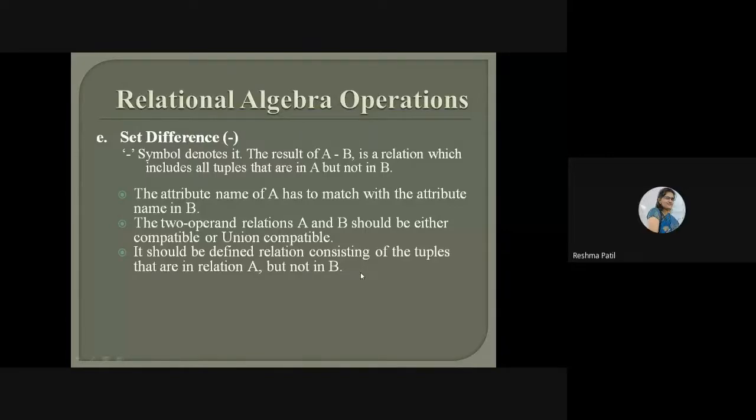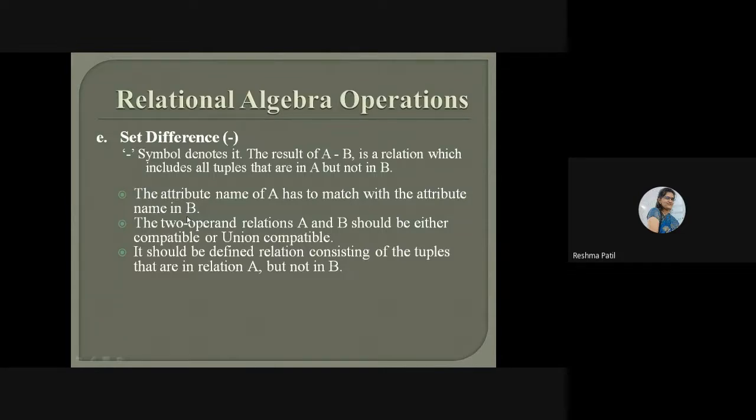Then set difference operation, minus operation. This minus symbol denotes it. Difference operation we can denote by using this minus symbol. The result of A minus B is a relation which includes all tuples that are in A but not in B. So here we have to perform the A minus B operation. Here we have to show the tuples from A which are not in B. Then the attribute names of A have to match with the attribute names in B.